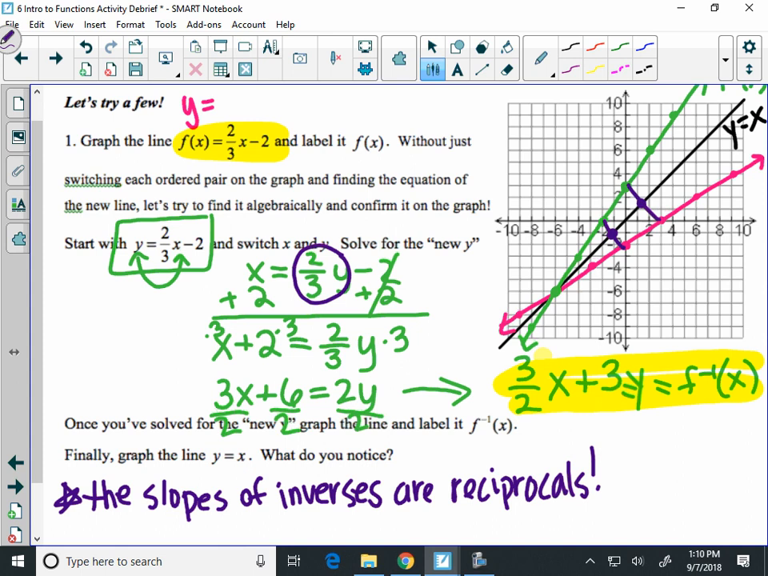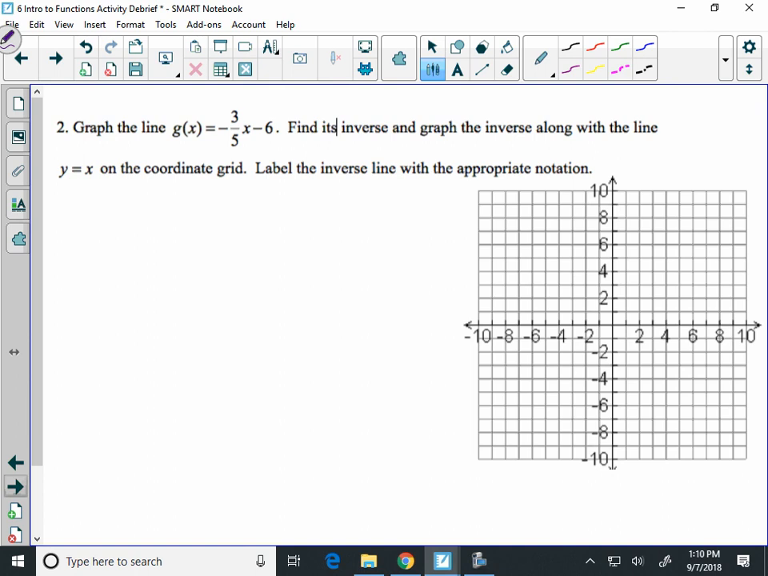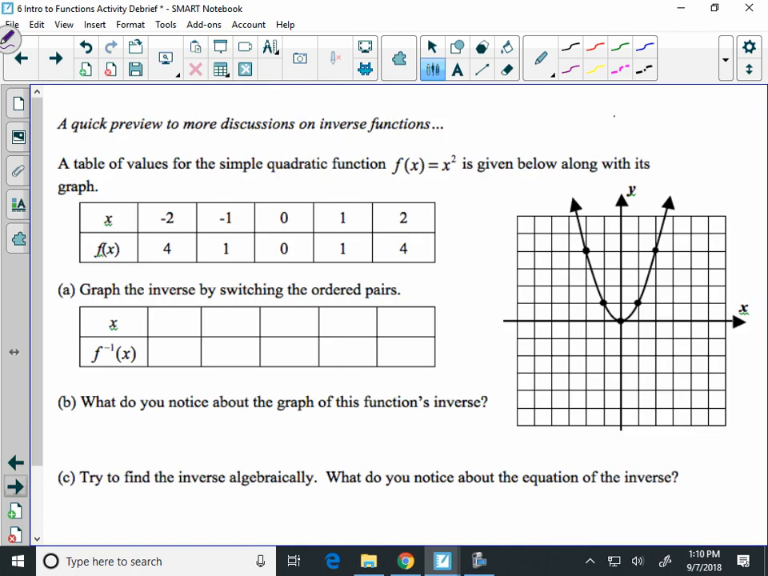Flip your paper over. We're going to skip number 2. We're going to go down to number 3. Here we go. Now, we are given a parabola here. This parabola is x squared. That's called the parent function. It's just the most basic parabola that we have. And this table represents all these points that are plotted on the graph.